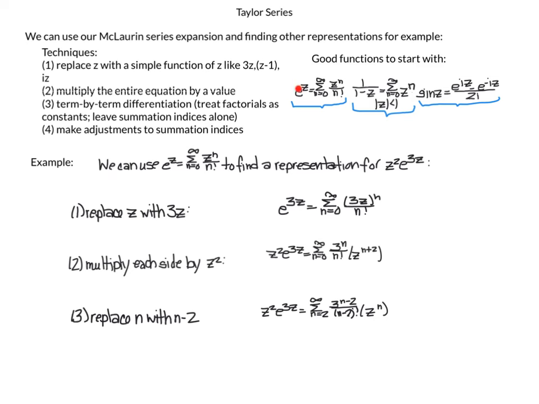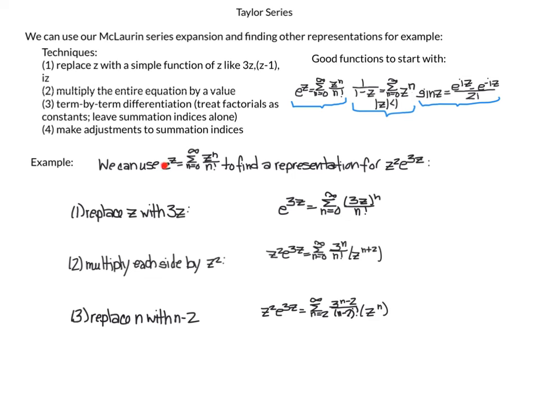We want to use this equation here, the one we just developed, e to the z equals the summation n equals 0 to infinity z to the n over n factorial, to find a representation for z squared e to the 3z. So we can start here. Well, we can look at this and say, okay, there are many orders, you can do this different ways, but this is how I see it. So the first thing we can do is replace this z in our formula with 3z, so that we're starting to get this e to the z looking like this. So we're going to replace z with 3z.